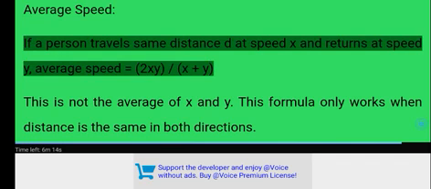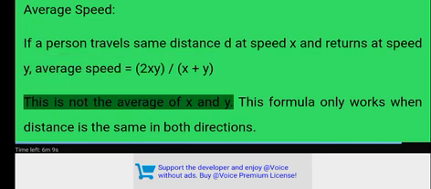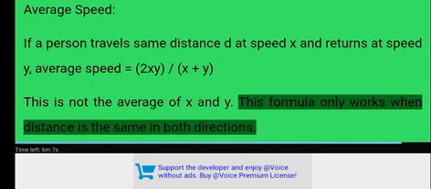Average speed. If a person travels the same distance d at speed x and returns at speed y, the average speed equals 2xy over (x plus y). This is not the average of x and y. This formula only works when the distance is the same in both directions.